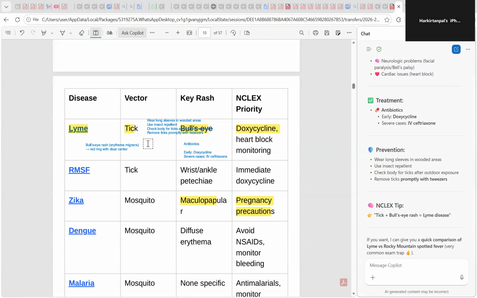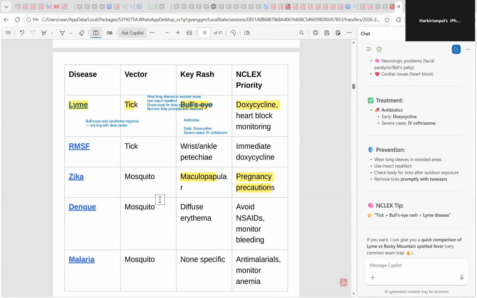The main rash is the bullseye rash. What is the specificity here? A red ring with a clear center. That is the main specificity for this.